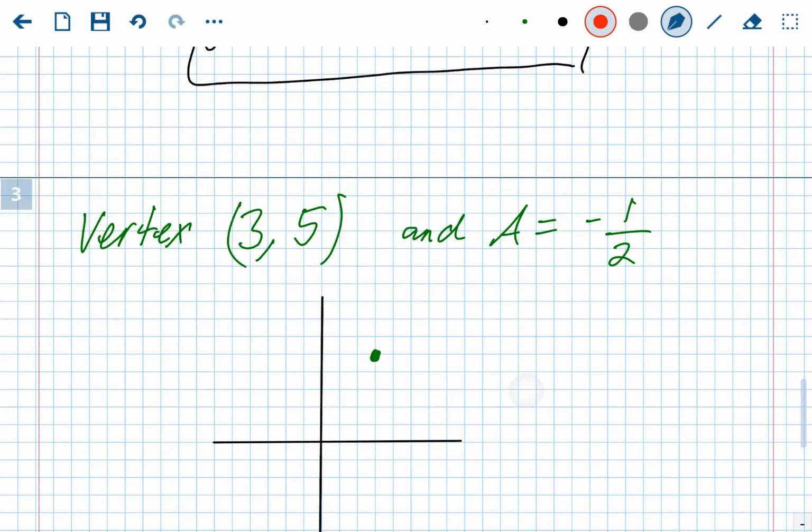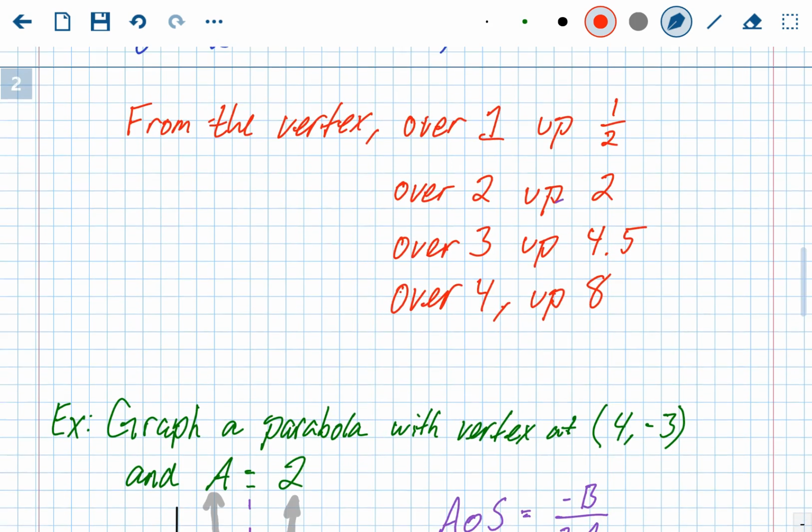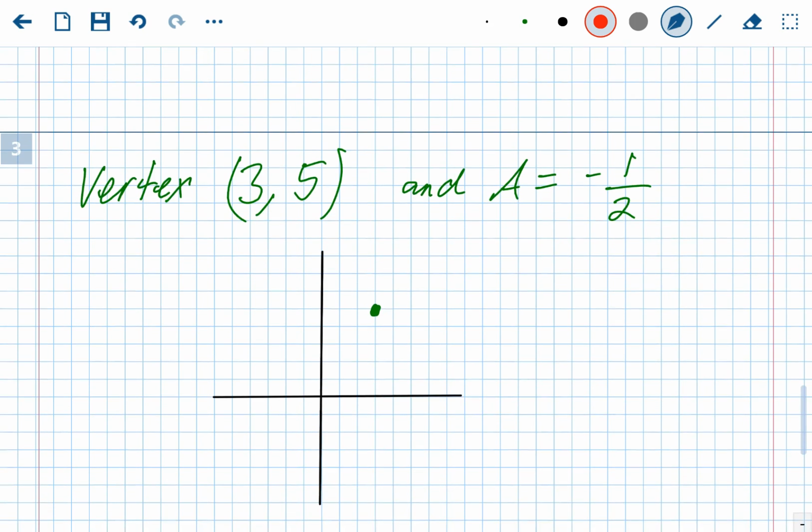And then follow the pattern that we had. The pattern for 1/2 was over 1 up 1/2, over 2 up 2. I'm going to just pick the whole numbers, so I'm going to do over 2 up 2 and over 4 up 8. But notice that a is negative. So instead of going up, we're going to be going down. So over 2, down 2. And reflect it. And then over 4, down 8.